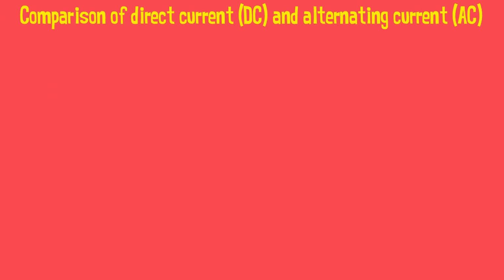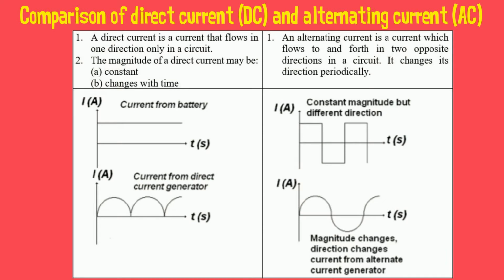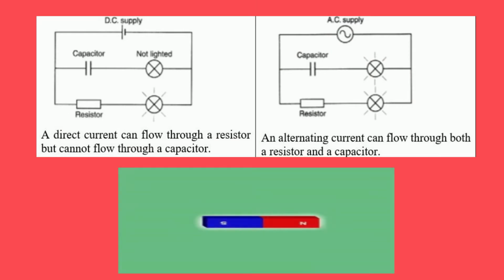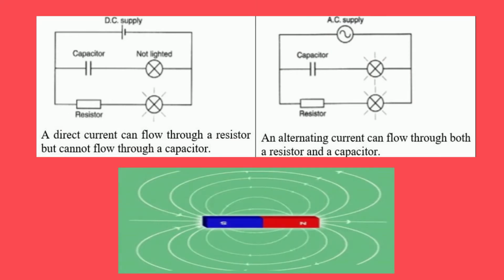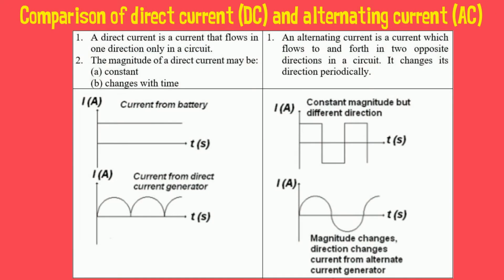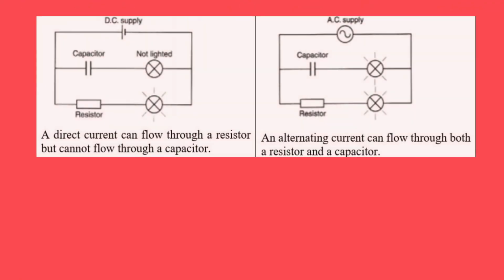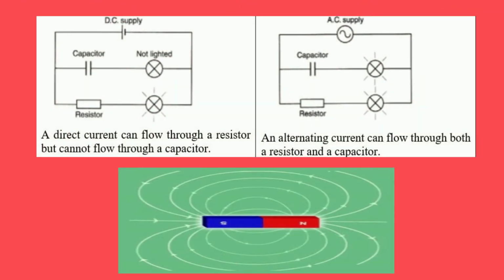Here is the comparison of direct current and alternating current. Direct current flows in one direction only and can be constant or change with time. For AC current, furthermore, a direct current can flow through a resistor but cannot flow through a capacitor. However, an alternating current can flow through both a resistor and a capacitor.